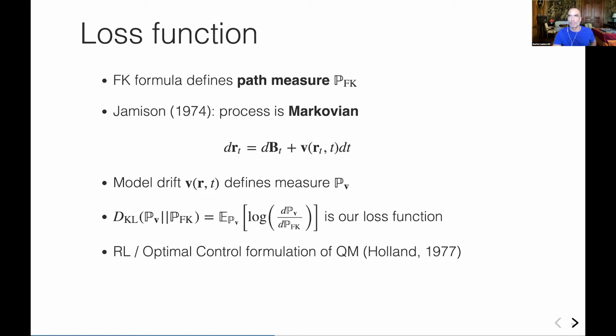And once you've got a model for the drift, that defines another measure, P sub V. And our loss function is going to be the KL divergence between those two path measures, which involves a logarithm of the Radon-Nikodym derivative. Because this loss function, as we'll see shortly, is integrated over paths, over some history, this looks like a reinforcement learning or optimal control problem, where we have to choose the best control, the best drift, to minimize this loss function.